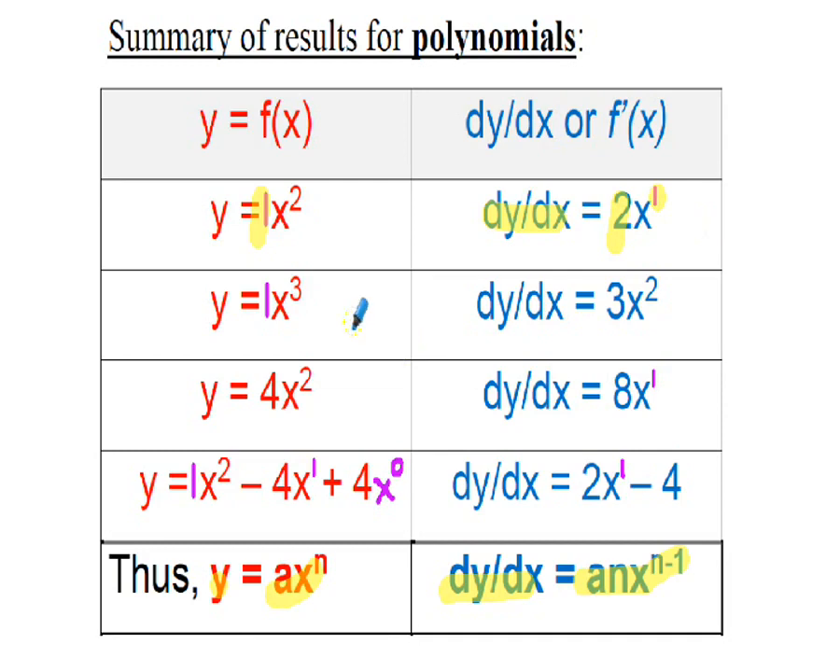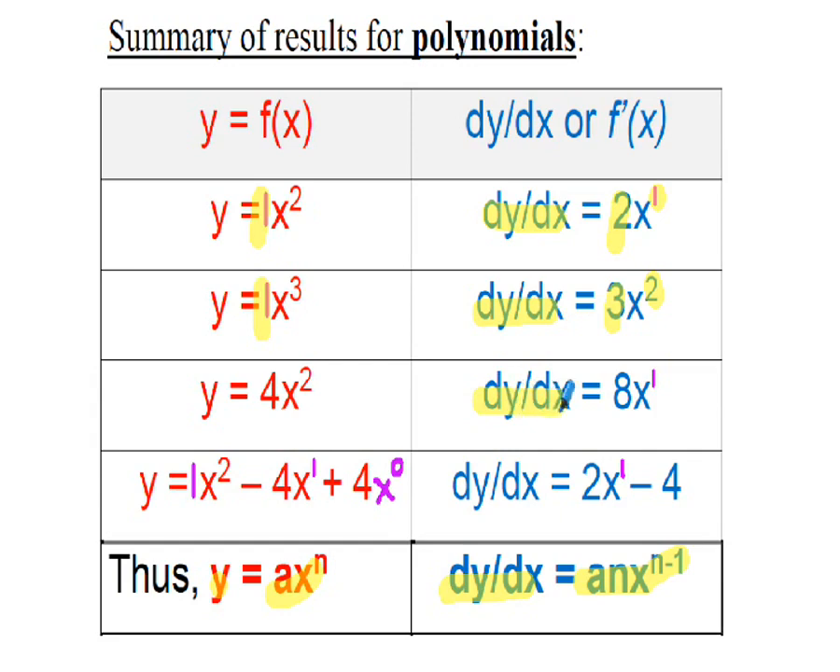You take the second line and the next function, we've got y equals 1x cubed. And again, we've got the form ax to the n, where a is 1 and n is 3. So our differential coefficient, dy by dx, will be 1 times 3 is 3, and take 1 off the index gives us 2. On the next line, we've got the function y equals 4x squared, where a is equal to 4 and n is equal to 2.